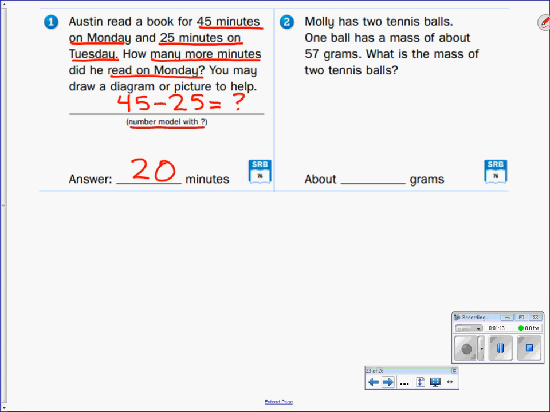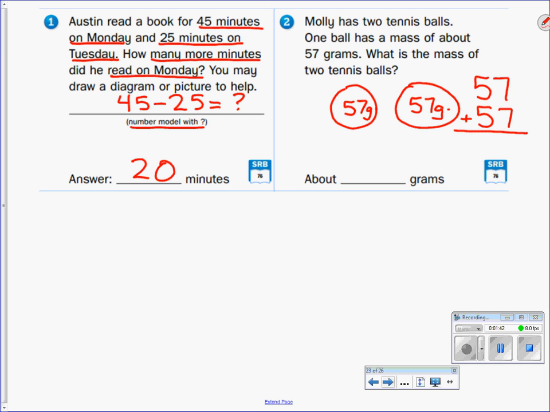Number 2, Molly has 2 tennis balls. One ball has a mass of about 57 grams. What is the mass of 2 tennis balls? So if I have one tennis ball and the mass is 57 grams, and then another tennis ball is 57 grams, all I would need to do is add those two together to come up with my total mass.